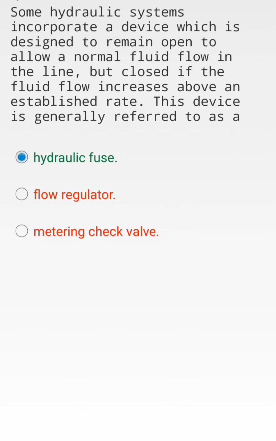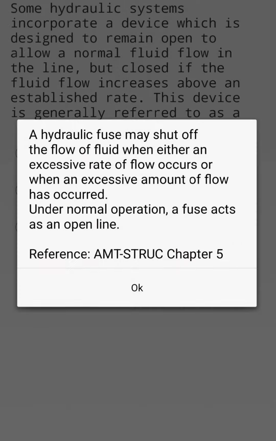Some hydraulic systems incorporate a device which is designed to remain open to allow normal fluid flow in the line, but closed if the fluid flow increases above an established rate. This device is generally referred to as a hydraulic fuse. A hydraulic fuse may shut off the flow of fluid when either an excessive rate of flow occurs or when an excessive amount of flow has occurred. Under normal operation, a fuse acts as an open line.